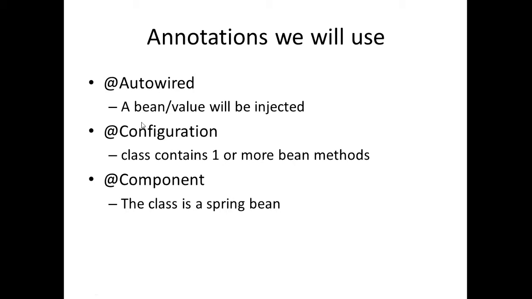The next annotation that we're going to be using is the @Configuration annotation. This annotation is usually at the top of the class, and it basically means that the class is going to contain one or more bean methods. So if you annotate a class with Configuration, then there are going to be some methods into which beans can be injected. The last annotation that we're going to be using is called @Component.